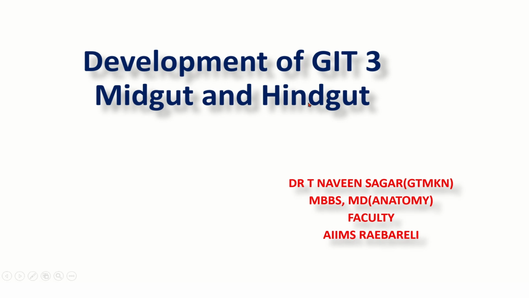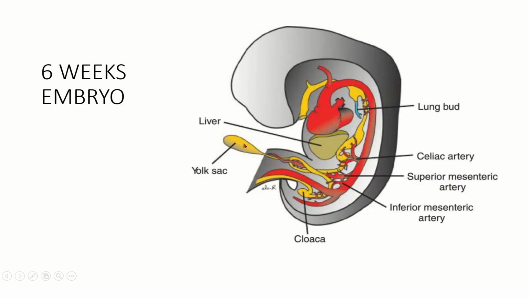In this session, we'll be dealing with the development of the midgut, especially the midgut rotation and hindgut. So you can see this is the 6 weeks embryo where you can see the midgut is starting to enlarge around the axis found by the superior mesenteric artery.